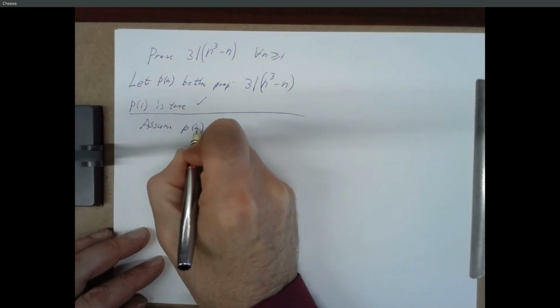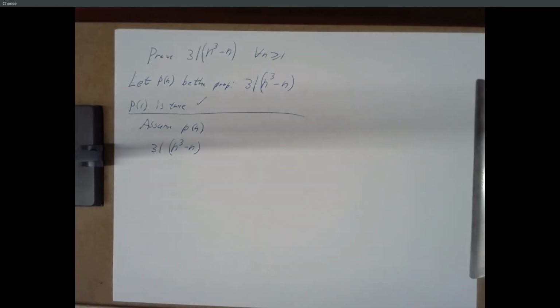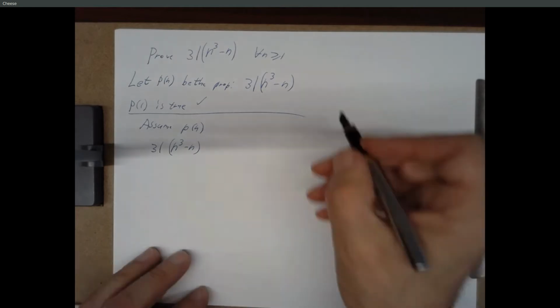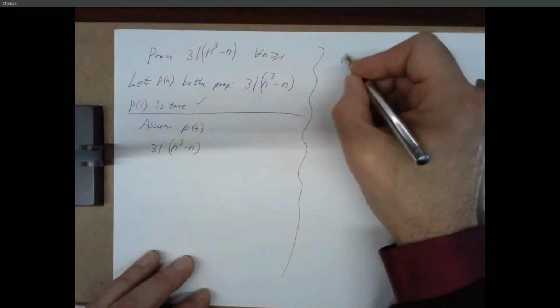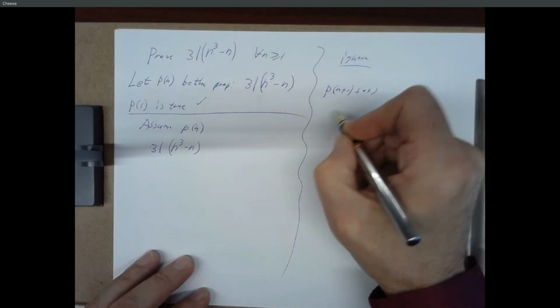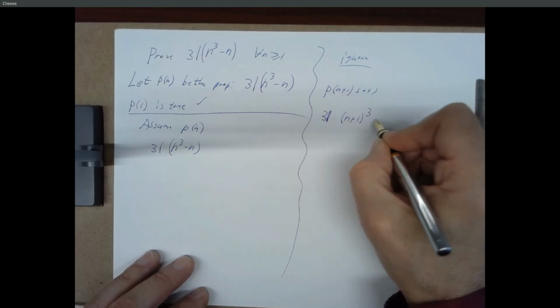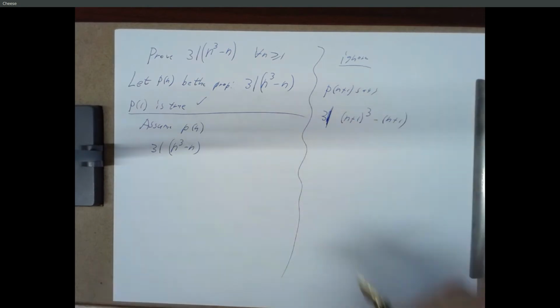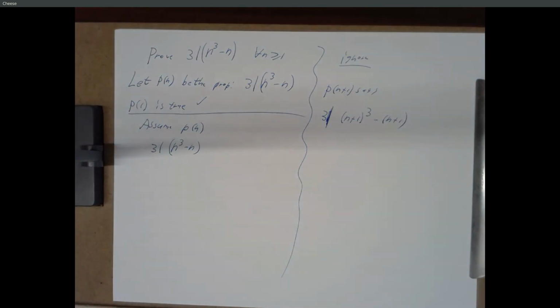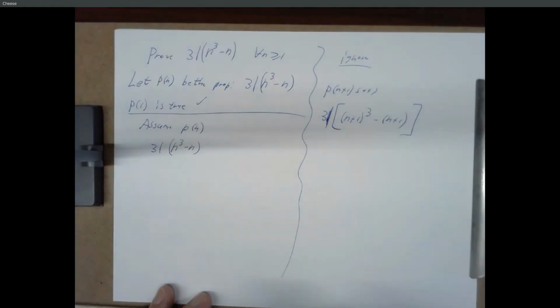So assume P of n. So 3 divides n cubed minus n. Okay, I'm going to need a big ignore section over here. So P of n plus 1 says 3 divides (n plus 1) cubed minus (n plus 1).